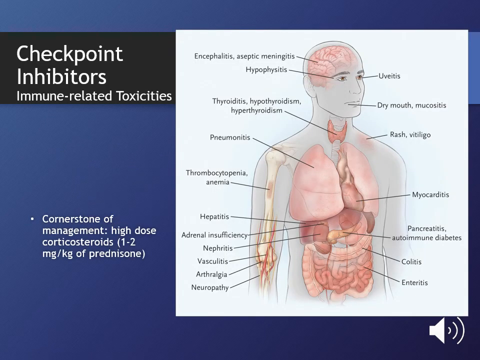Because immunotherapy agents reactivate the immune system and trigger an inflammatory response, we typically see inflammatory-like reactions in various organs, including inflammation within the brain, known as encephalitis, inflammation of the pituitary gland, known as hypophysitis, inflammation in the lungs, also known as pneumonitis, the liver, known as hepatitis, pancreatitis, colitis, myocarditis, just to name a few. To manage this particular toxicity, we use high-dose corticosteroids, typically 1 to 2 mg per kg of prednisone or an equivalent corticosteroid.